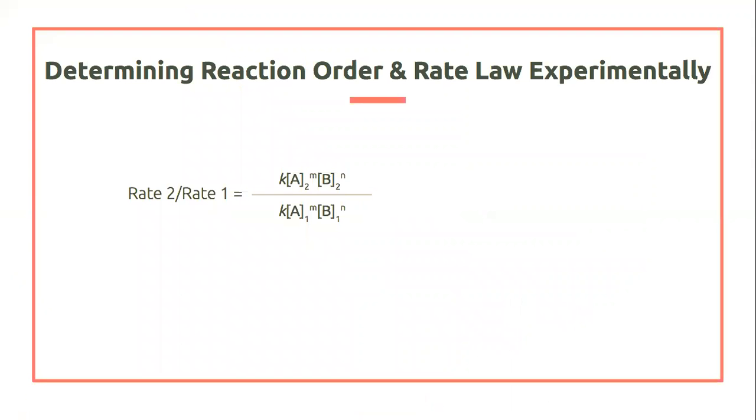So today, when we're talking about the overall reaction order and rate law, determining those experimentally, the first thing we're going to do is play around with some formulas, because I think that if we talk about the formulas first and then add in some experimental data numbers, it will be easier for us all to understand.